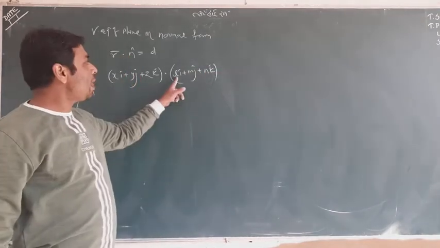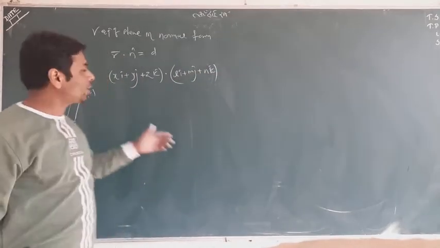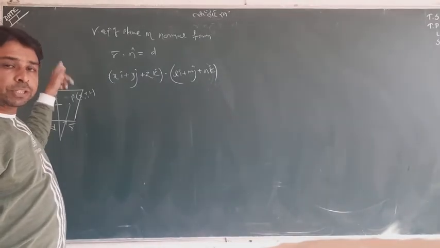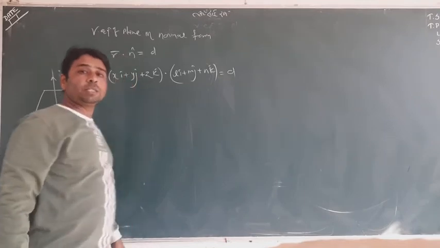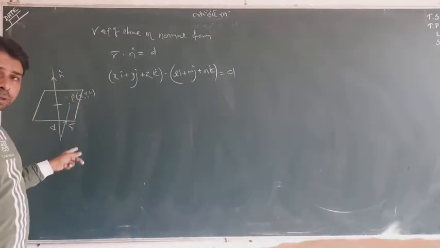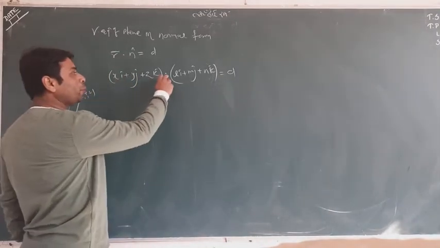L, M, N, they are what they are? They are direction cosines of the normal of the plane, which is contained in n cap. Okay, now d is the perpendicular distance of the plane from the origin point. That is simple. Now can you take the dot product?